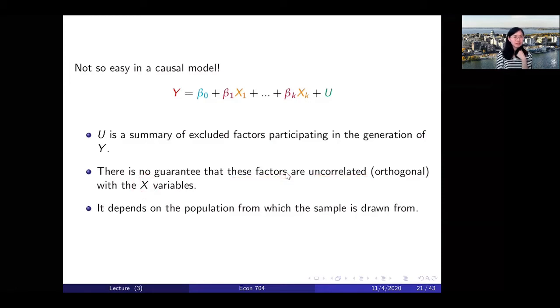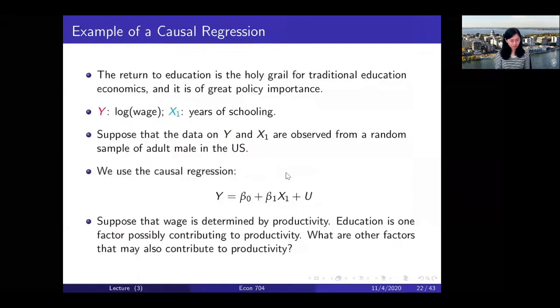Whether we can reasonably say that those factors are uncorrelated with the x variables depends very much on the population from which the sample is drawn. It depends on how the data was generated. Now, to fix ideas, we can consider an example. We let y be log of wage and let x1, say there is only one x variable, be years of schooling.